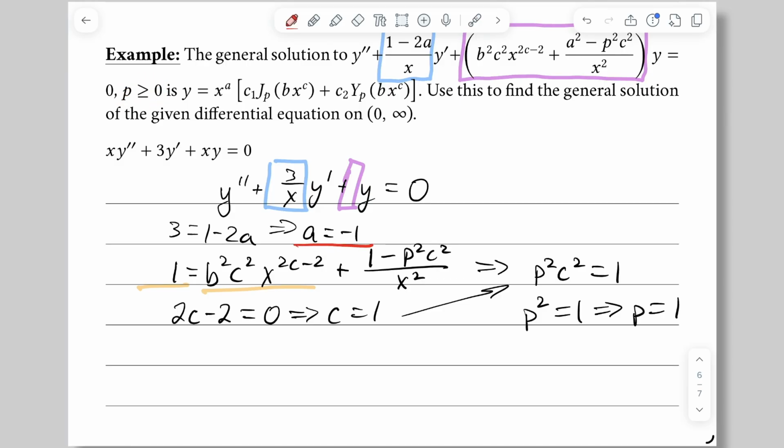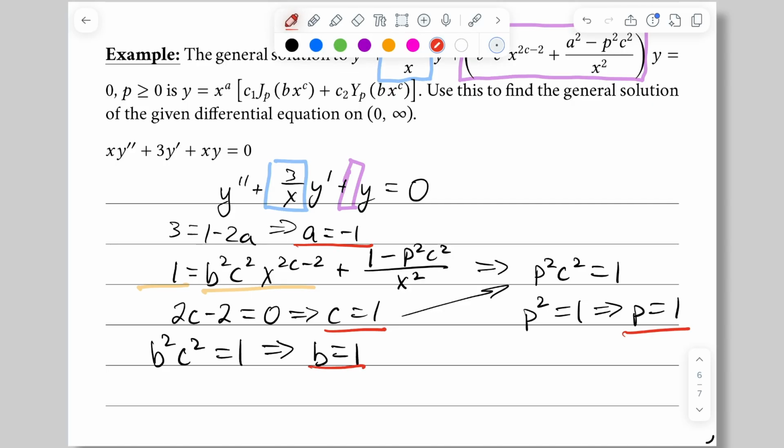All right, we've got values for a, p, and c, and now we need a value for b. Well, in that term where we had x to the 2c minus 2, the coefficient is b squared c squared. Since on the left side of the equation, our constant is 1, we have that b squared c squared is equal to 1. And since c is 1, we get that b is equal to 1. That rounds out our constants, and so we can write down our solution.